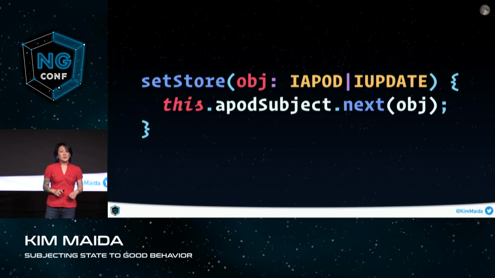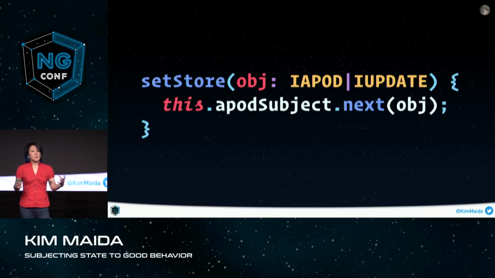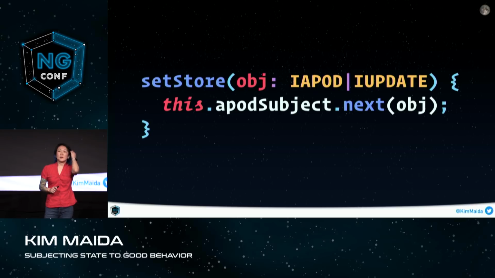So the next thing that we want to do is we need a way for our application to publicly interact with the store. So we can have this setStore method, and we expect this to either be the shape of the apod interface or the update interface. And then we can just run next on our apod subject, which was private, but this is the public way to be able to do this.